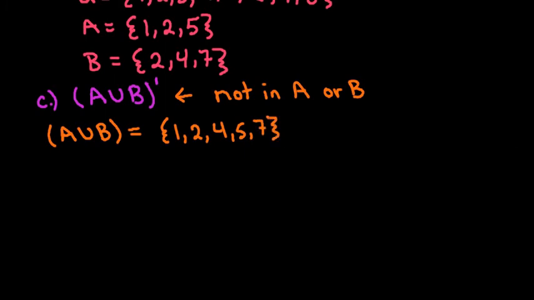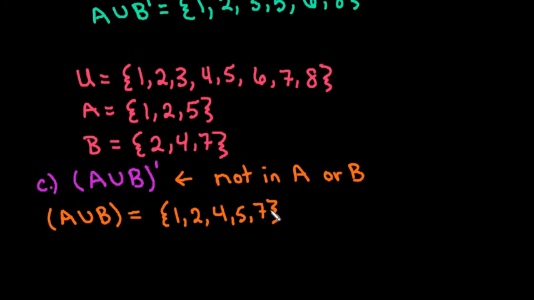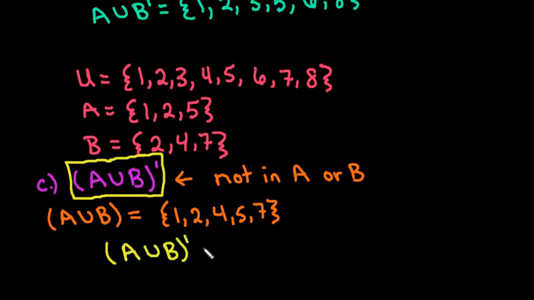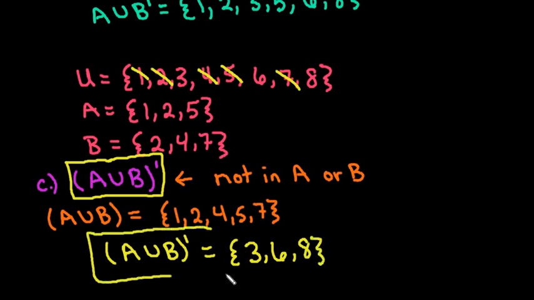Okay, so now what we want to do is we already found all the values that appear in either A or B. So what we want to do is find this part right here. So we want to find everything that is not in there. So we want to find not in A or B. So what we would do is we would basically go up to the universal set and we can cross out the 1, the 2, the 4, the 5, and the 7. And we can see that we are left with 3, 6, and 8. So our final answer for this one would be the set of numbers 3, 6, and 8, because those are the values that are not in either set A or B.